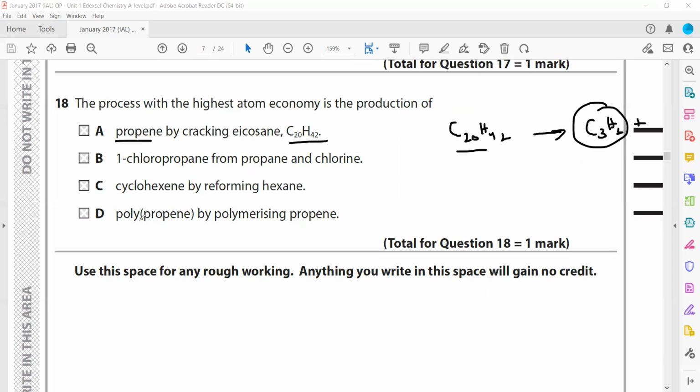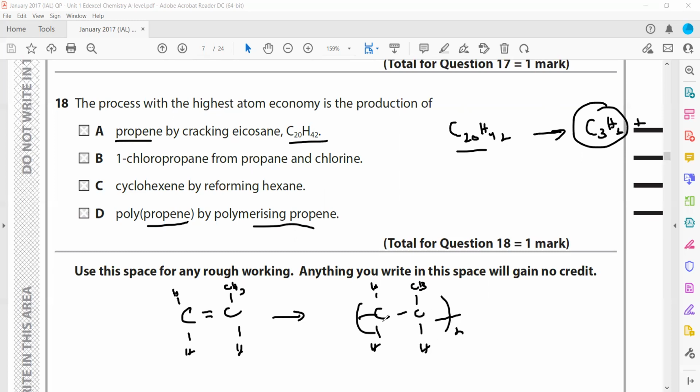But if you see option D, polyethene is produced by polymerization. In polymerization, we'll have 100% atom economy, addition polymer, because the total mass of the reactant will be the same as the total mass of the product. So if you have propene molecules, when these propene molecules convert, this will be CH3H, and then there will be a long chain compound, we'll put n. So the total mass of the monomer will be equal to the total mass of the polymer. So we'll have 100% atom economy. So D is the right answer.